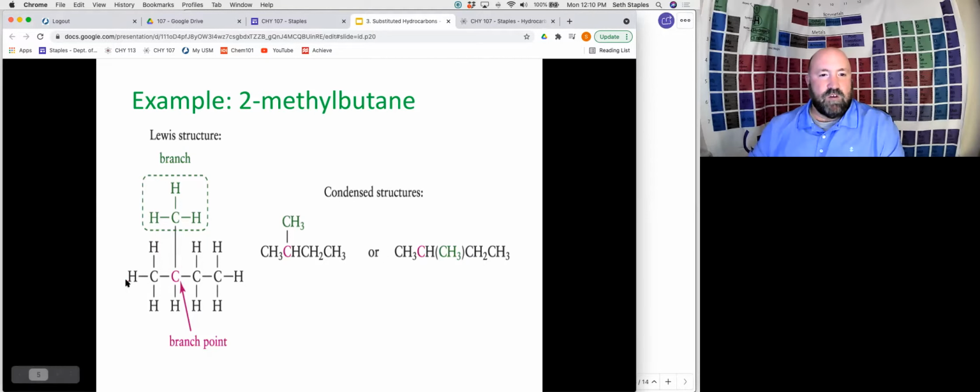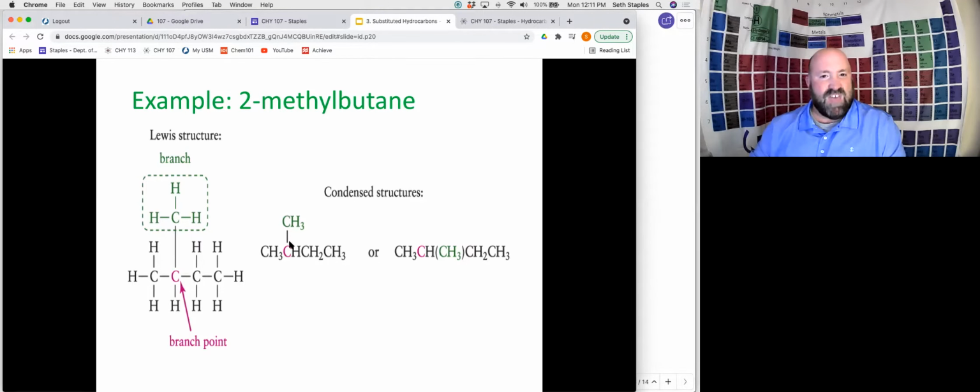So here's our main group, but now we have a branch point coming off that. And so two different ways that we might draw that condensed structure. We might draw it like this. And so again, we can see our branch point with the CH3 coming off. And so in this case, if you're drawing using this convention, you would draw that bond in there.